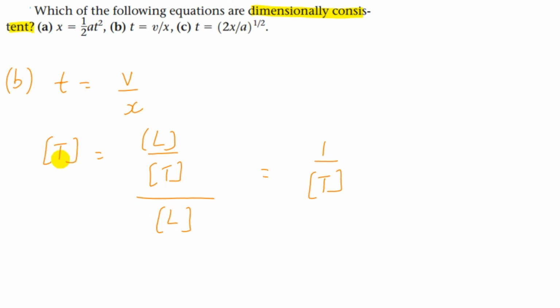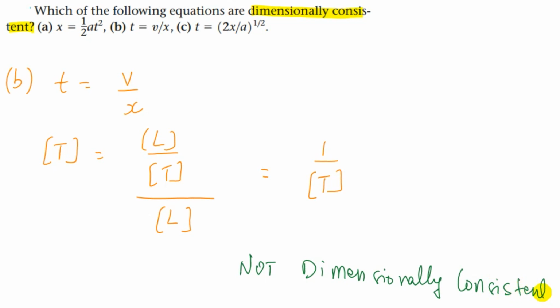Now here we see that the left side of the equation has dimension t and the right side of the equation has dimension 1 over t. Therefore this equation is not dimensionally consistent. So we can write that it is not dimensionally consistent. So this was the solution for the second case.